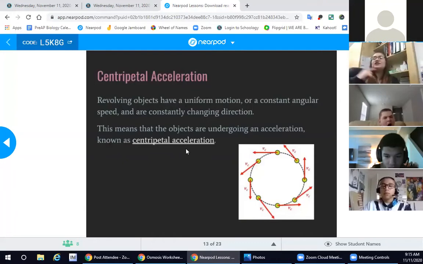Again, this is like if you're doing donuts in the parking lot, which is illegal, don't do that. But if you're going the same speed in a circle, yes, your speed isn't changing, but your direction is. So therefore you are technically accelerating because you're changing direction.